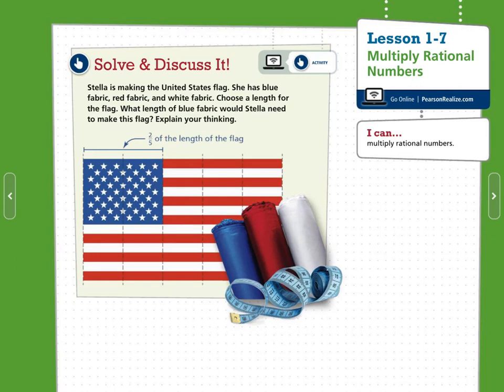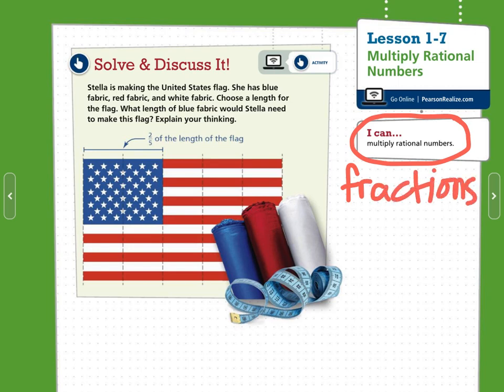Lesson 1-7 has us looking at multiplying rational numbers. And when we say rational numbers, what we really mean are numbers that could be written as fractions or decimals. So you're going to need to brush up on your multiplication of fractions and decimals. The good news is that the rules that apply to multiplication with integers also apply to multiplication with rational numbers.